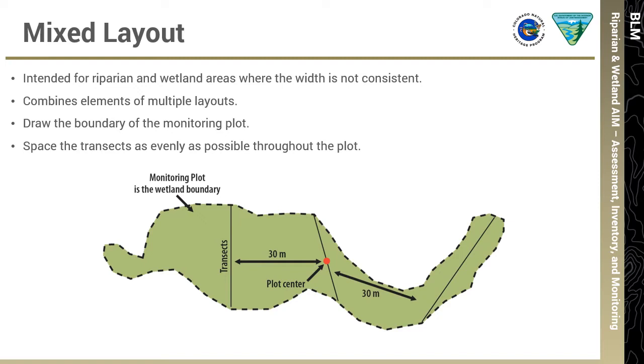Lastly, the protocol contains a mixed layout that is intended for wetland and riparian areas where the width is inconsistent. The mixed layout combines elements of the transverse, diagonal, and linear layouts. Draw the boundary of the monitoring plot and space the transects as evenly as possible throughout the plot. Do not spend too much time thinking through this layout. Monitoring plots in these sites are difficult to lay out. Use your best judgment and document your process.